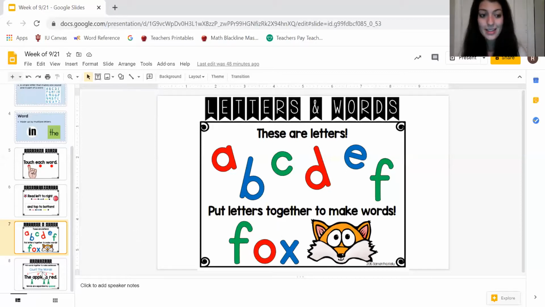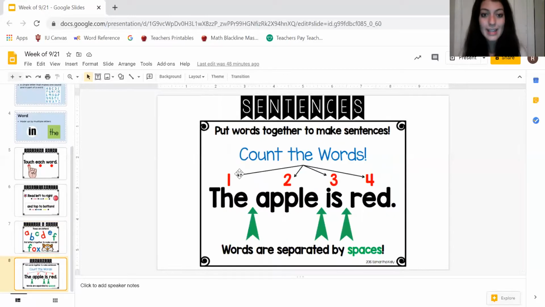Awesome, scholars. Our last anchor chart that we're looking at today is our sentences anchor chart. While we are looking at sentences, we need to remember that we put words together to make sentences. This sentence says, the apple is red. 1, 2, 3, 4. We have 4 words in this sentence. And I also noticed that between each word, there's something called a space.